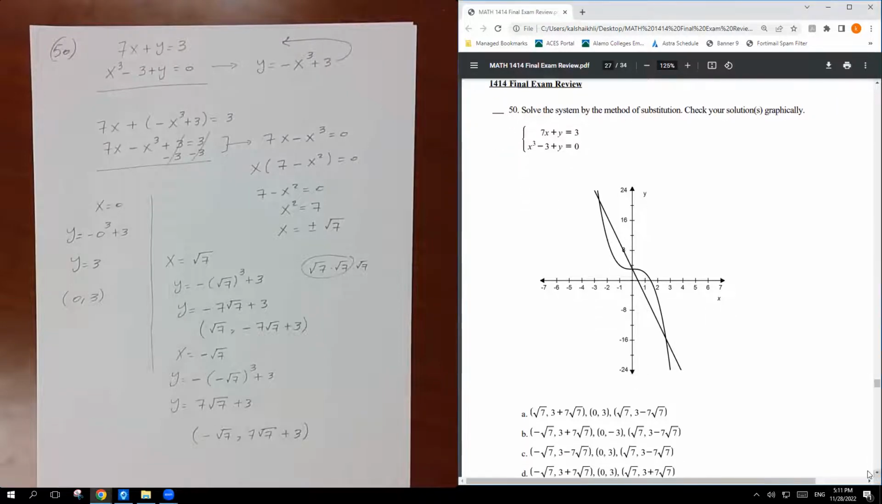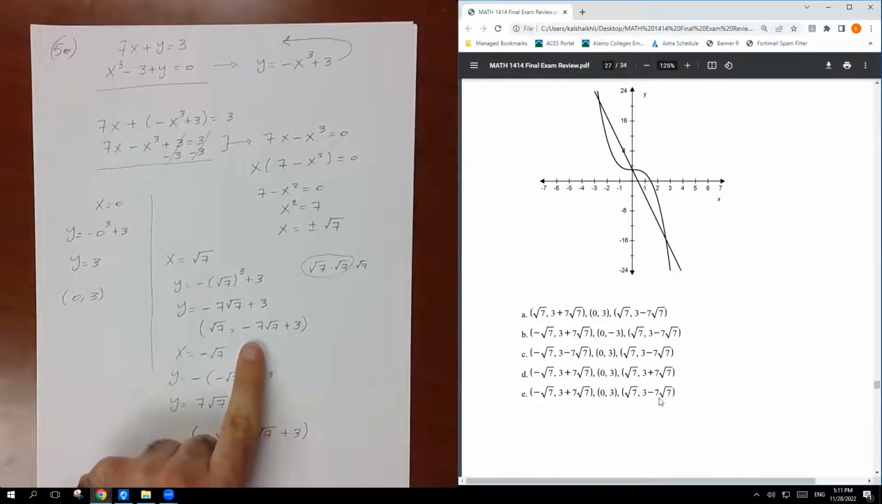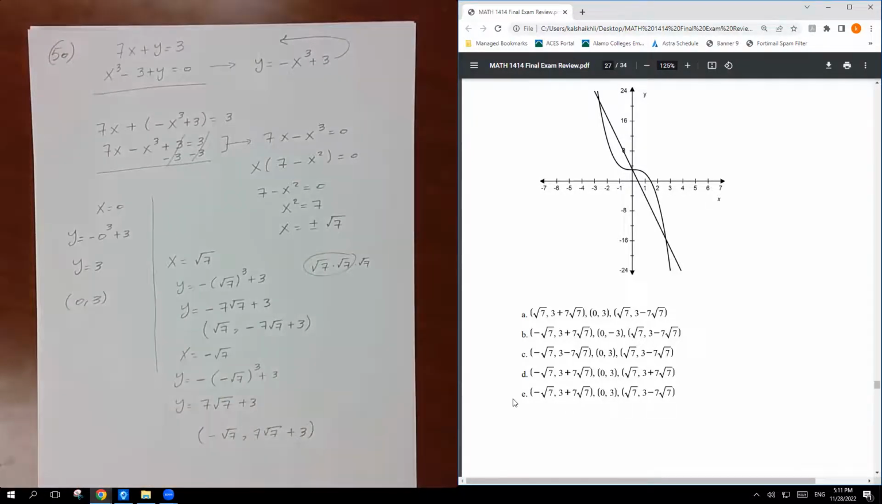Let's check which one is going to be our solution. 0, 3, 0, negative 3. I'm going to cancel this one. You see all the solutions. We have 0, 3. But let's check here. Negative square root of 7, 3 plus 7 square root of 7, which is this one, and 0, 3. And we have square root of 7, negative 7 square root of 7 plus 3. It's just written on opposite sides. So E is going to be our right solution. That's it for this example.